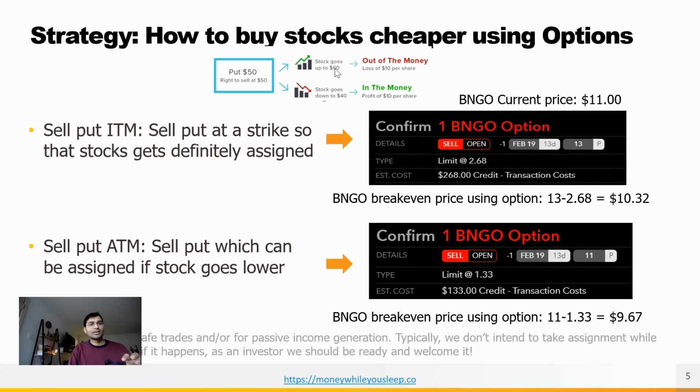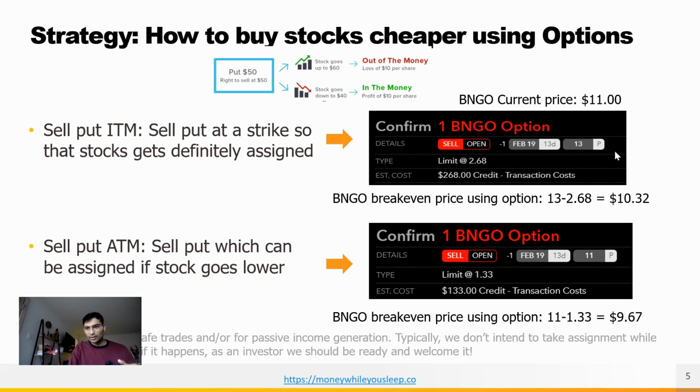To apply this strategy of buying stocks cheaper, we have to become a seller of a put and sell the put either in the money or at the money, so that we can get those stocks at a cheaper price. So how do we do that? Let's take the first scenario, sell put in the money. Your strike price will have to be higher than the actual stock price. For example, here it is a $50 strike price and the stock is at $40, right?